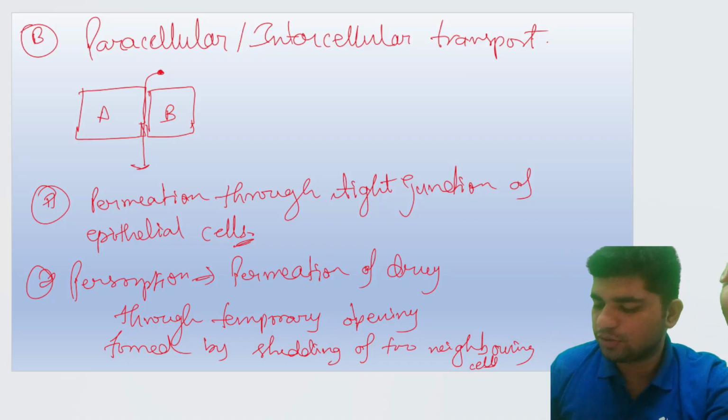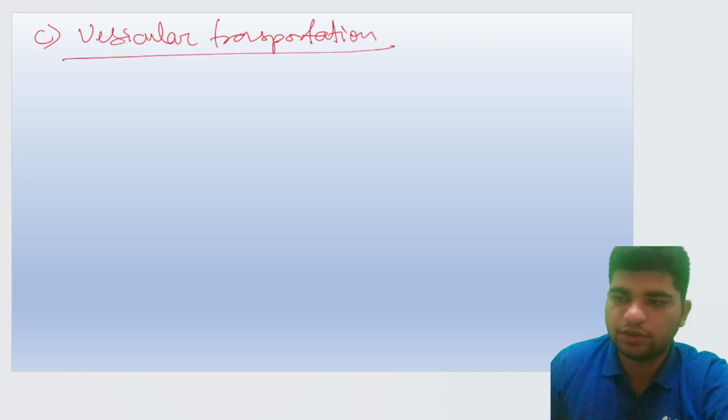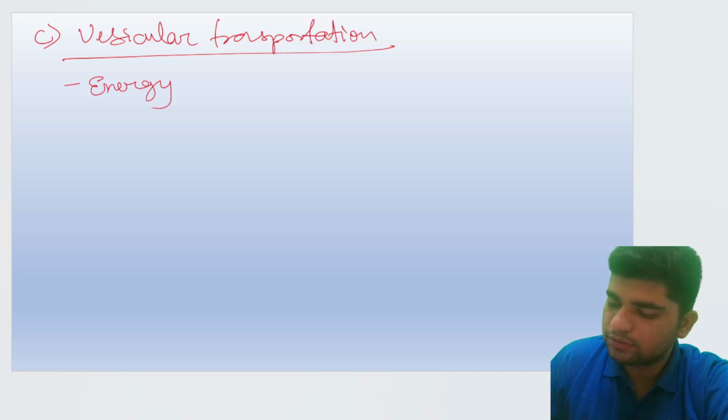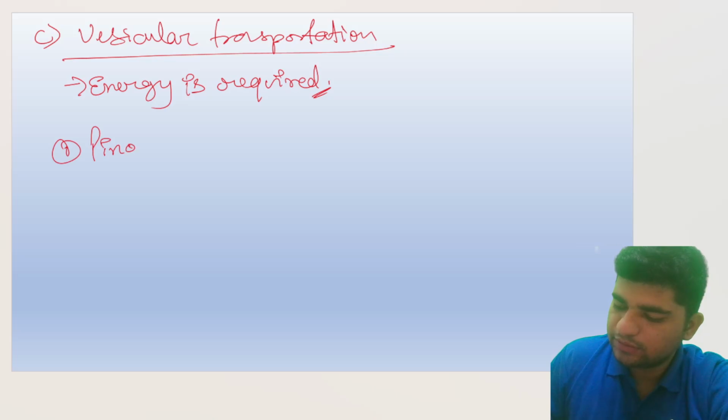So let's move on to the next part. Next part is C, that is vesicular transportation. Like active transport, here also the energy is required. These are further classified into pinocytosis and phagocytosis.